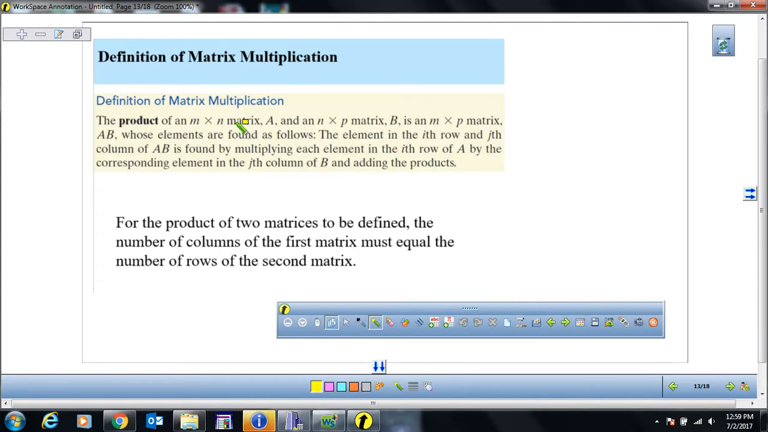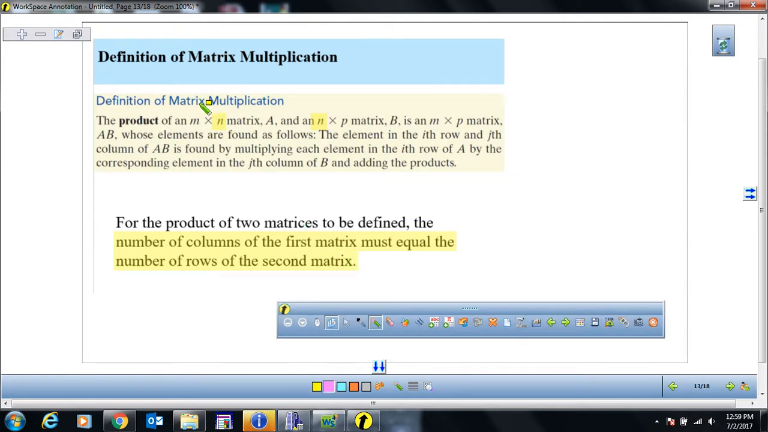In order for two matrices to be able to multiply, this is what you have to keep in mind. The number of columns of the first matrix, which is the n that you see right here, must be the same as the number of rows of the second matrix. And that's what it tells you right here on the bottom. For the product of two matrices to be defined, the number of columns of the first matrix must equal the number of rows of the second matrix.